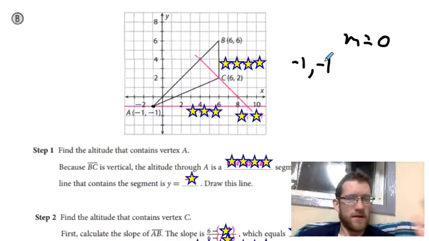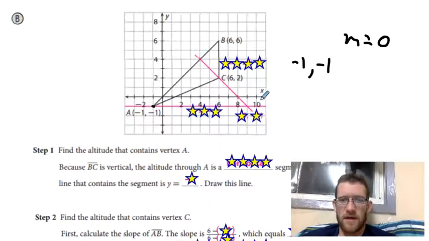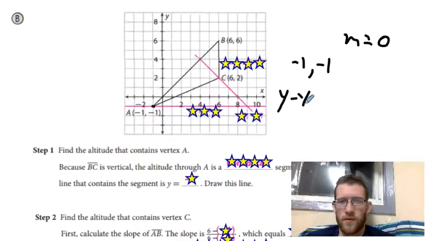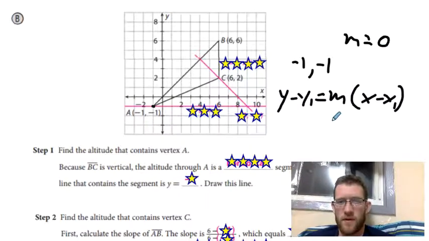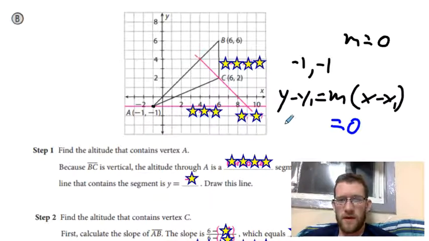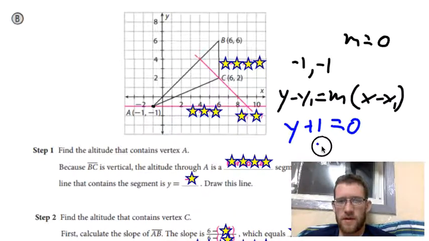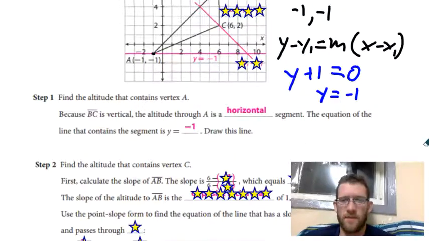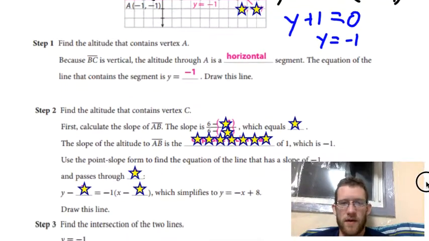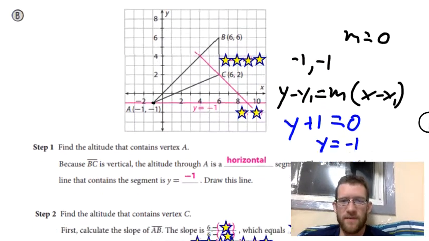And if you don't remember how to do this, you can always use y minus y1 equals m times x minus x1. If we plug in 0 for m here, this whole thing cancels out, equals 0. We're left with y plus 1 equals 0, or y equals -1. Cool. So that gives us our equation.